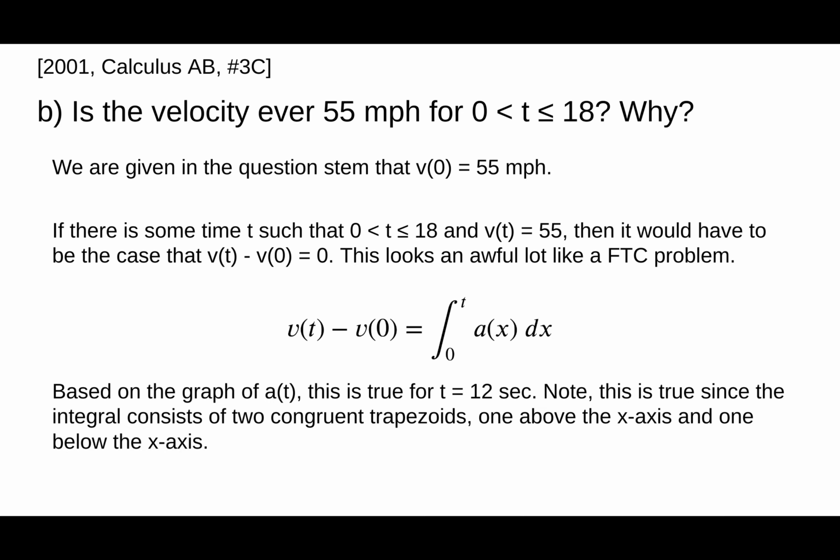Note that this is true since the integral consists of two congruent trapezoids, at least it does from 0 to 12. One of them is above the x-axis, one of them is below the x-axis, so one of them counts as positive net gain, the other one counts as negative net gain. But since they are congruent, they have the same area. One is positive, one is negative, so they cancel each other out. So at t equals 12, that total net area would be 0. So at t equals 12, the car is also going 55 miles per hour.